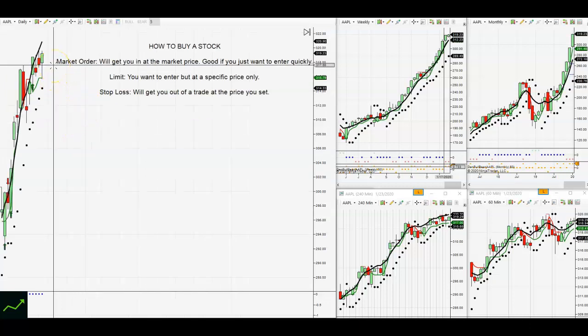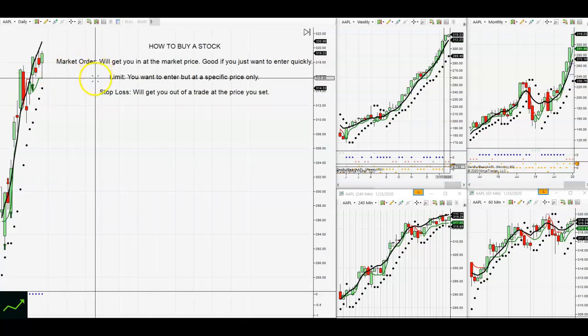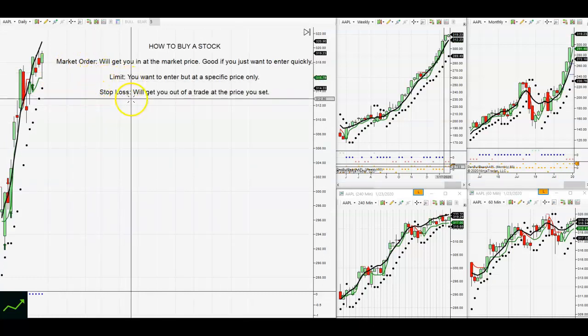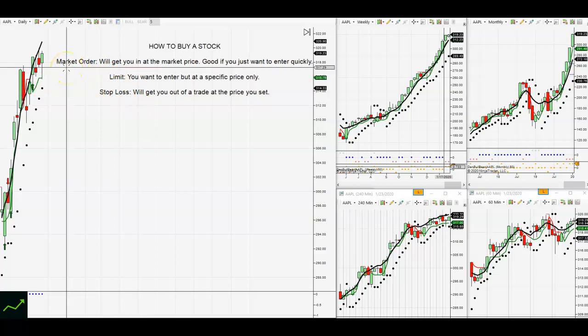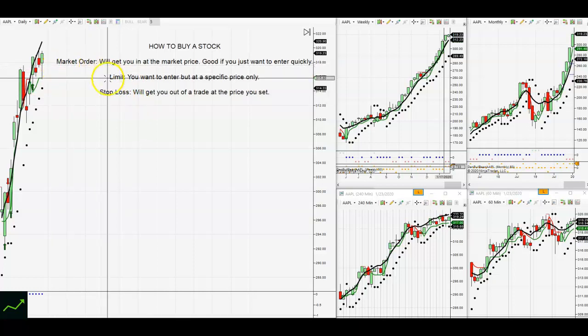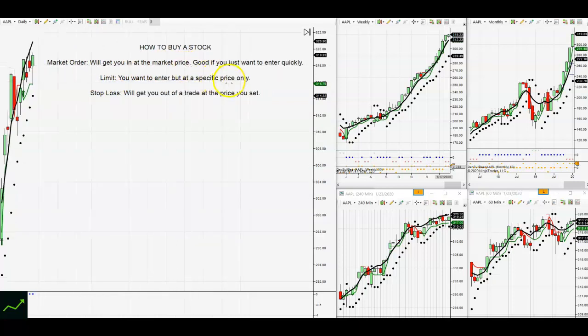So in this scenario, we have a market order, a limit order, and a stop loss order. Now, if you want to buy a stock, you can use a market order or a limit order. A market order will get you in at the current market price, and this is good if you want to enter quickly. Usually, if a stock is very liquid, meaning there are lots of shares traded in a day, a market order is great. It really is just good if you're confident that the price is going to go up or down, and you just want to get in.